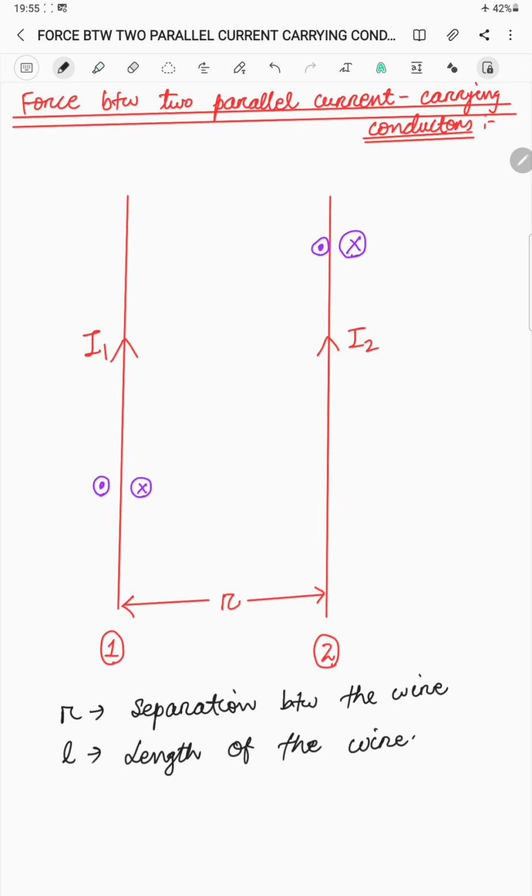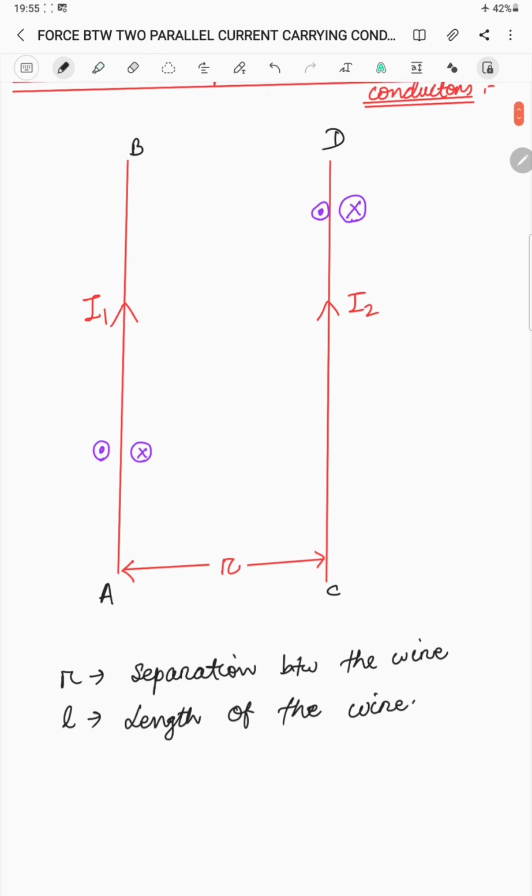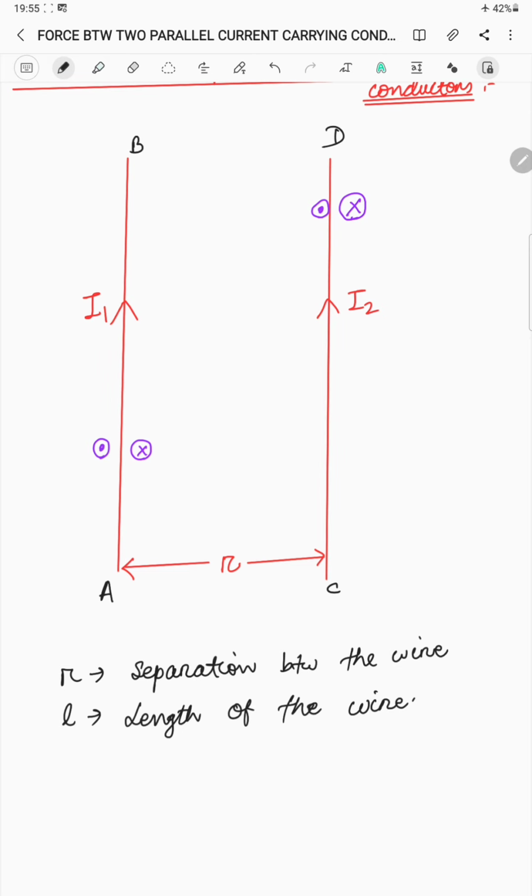Then we have to find out the force. Because of the current I1, there will be a magnetic field, and it will be a cross. Once you have the magnetic field, there will be a force on the second conductor. Let me name these conductors instead of 1 and 2. This is AB and this is CD. Because of the current I1, a magnetic field is produced, and that will be experienced by the second conductor, that is, the CD conductor.